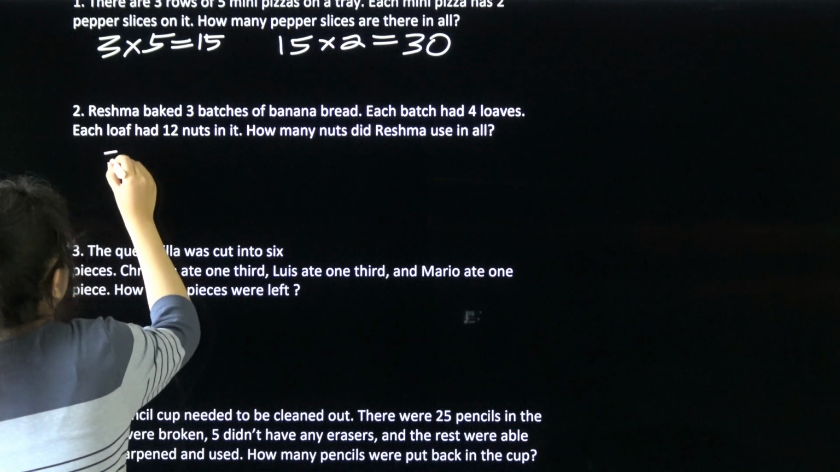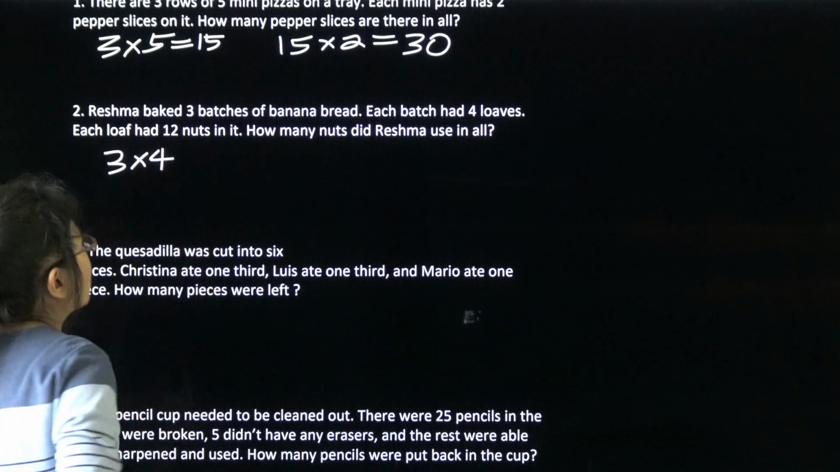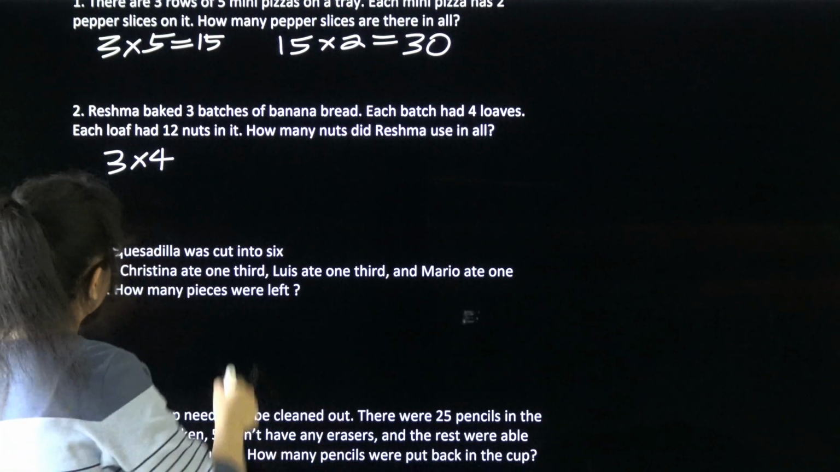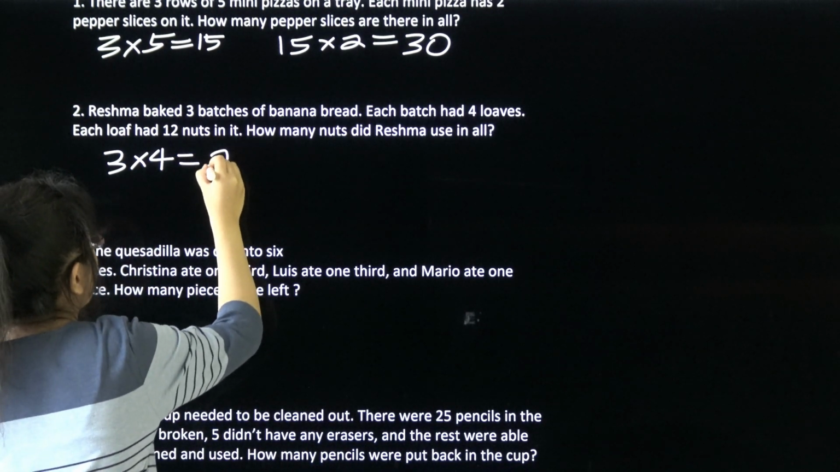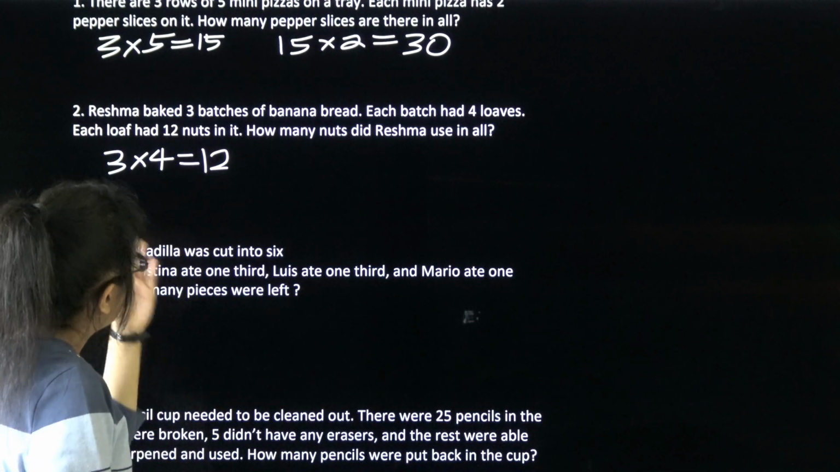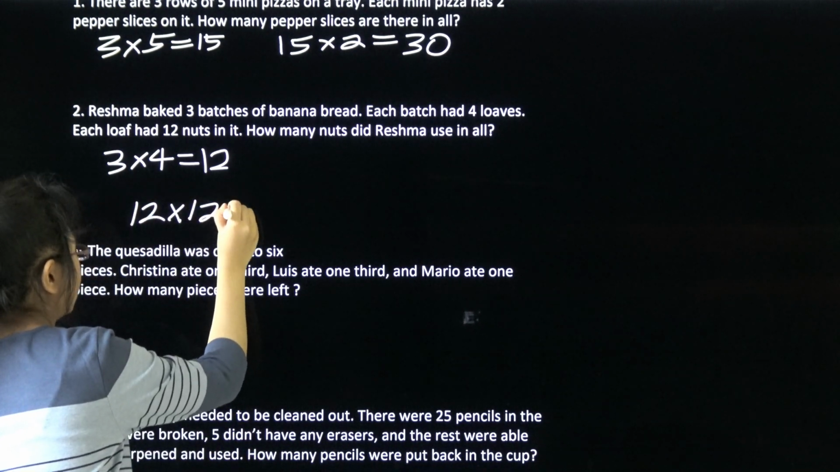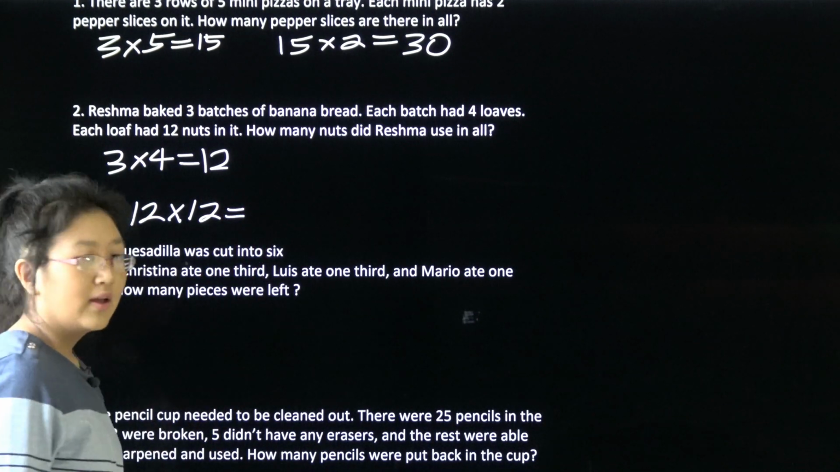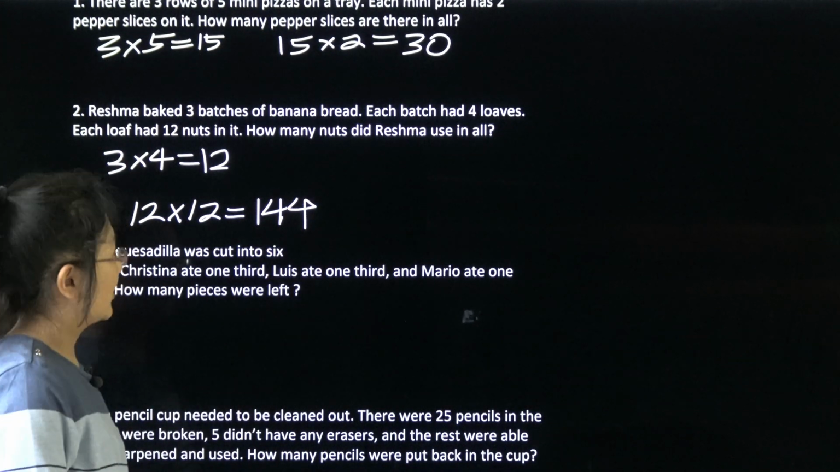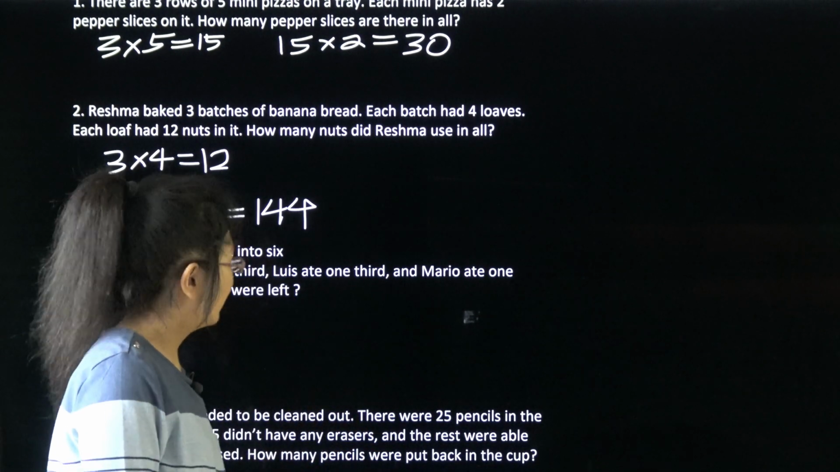Anyhow, 3 batches of banana bread with 4 in each batch. This sounds a lot like 3 times 4. So that's 12, as we know. And each of these 12 loaves had 12 nuts in them. So that would be 12 loaves times 12 nuts. So 12 times 12 equals 144. So Reshma used 144 nuts.